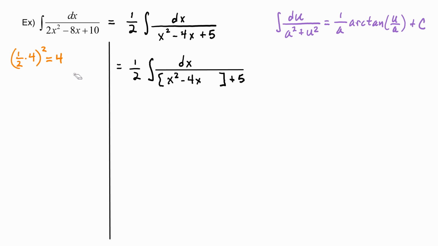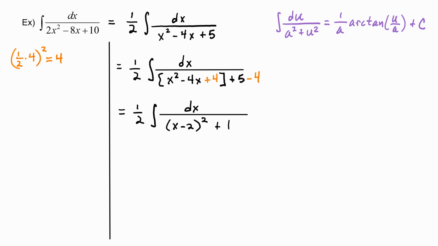And then because of my completing the square process, I realize I need to add 4 on the inside here and then counteract it with subtracting 4 on the outside. Or you could look at it as splitting up this 5 into a 4 on the inside and a 1 on the outside. So now we have 1/2 times the integral of dx over this quantity becomes x minus 2 squared, and this simplifies to be plus 1.